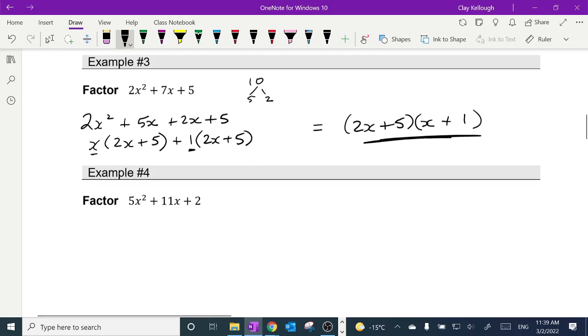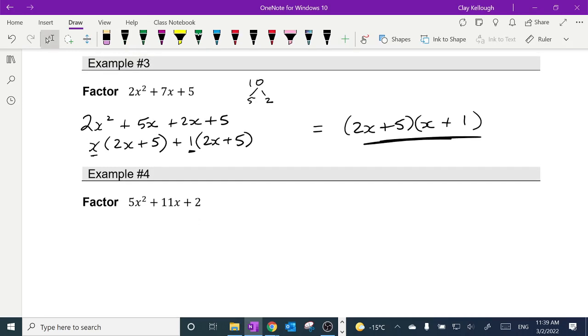Try that again for example 4. Pause the video, give it a shot. All right, how did that go? 5 times 2 is again 10, but this time the two numbers that times to make 10 and add to make 11 aren't 5 and 2, obviously, they're 10 and 1. So this is going to be 5x squared plus 10x plus 1x plus 2.